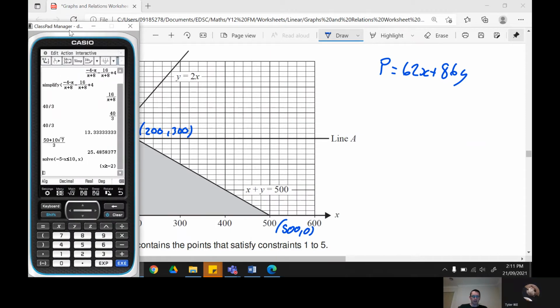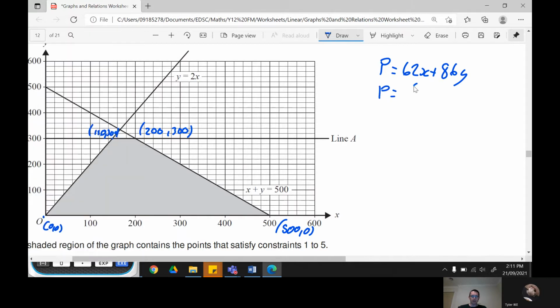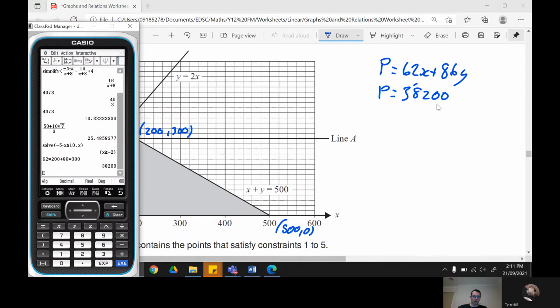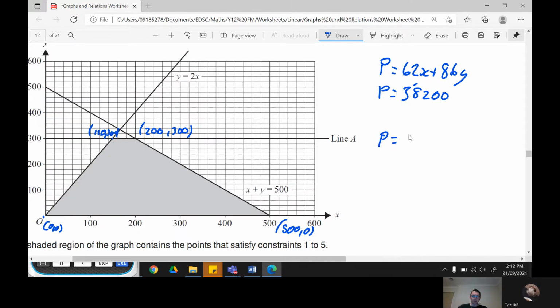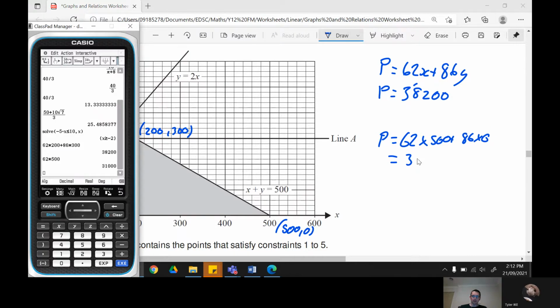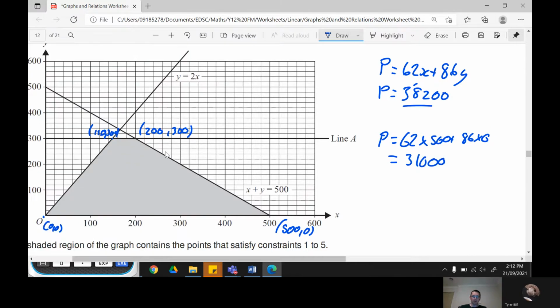understanding why it works. So we've got 62 times 200 plus 86 times 300. The profit of that is going to be 38,200. Nice paycheck. And the other one's just going to be 62 times 500, so that's 31,000 for the other one. So 62 times 500 plus 86 times zero, and that was 31,000. So you can clearly see that that's going to be a higher one if you did all the points.